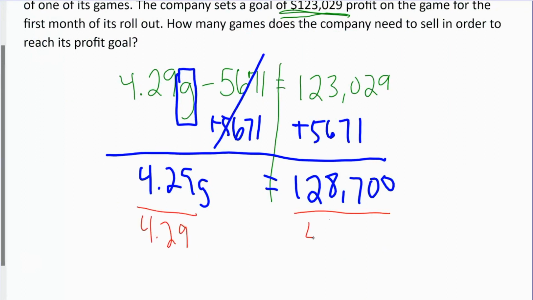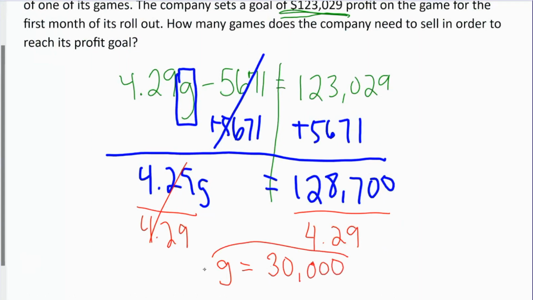And then from here, we're going to go ahead and get rid of the 4.29 using division. Whatever we do to one side, we want to make sure we do to the other. 4.29 divided by 4.29 is 1, but 1g and g are the same exact thing. And when I divide by 4.29 on the other side, I get 30,000. So that means the gaming company needs to sell 30,000 games to reach their profit goal.